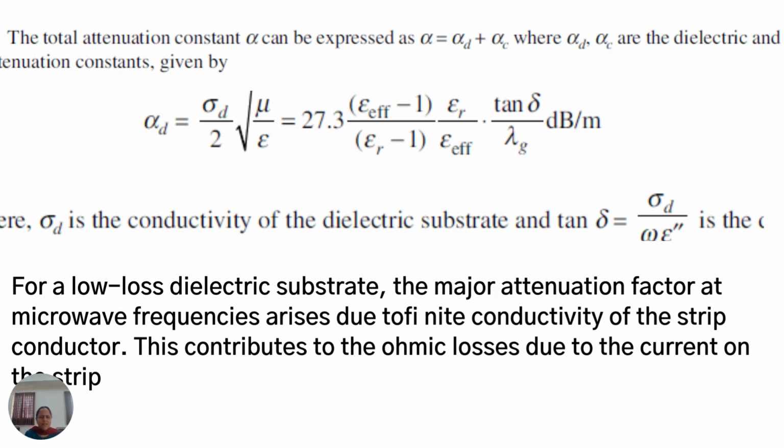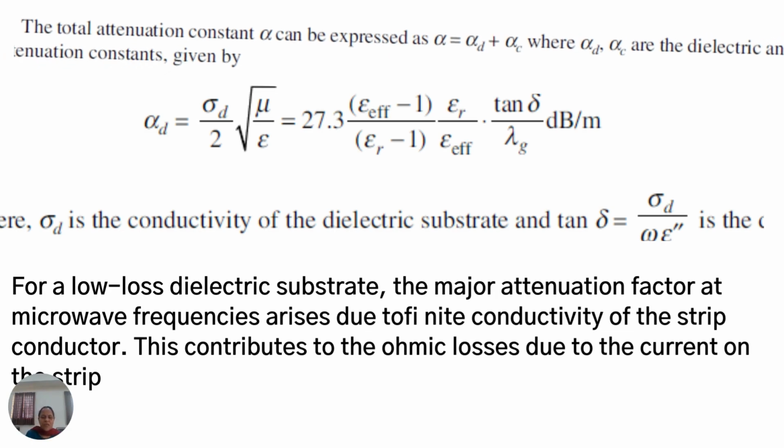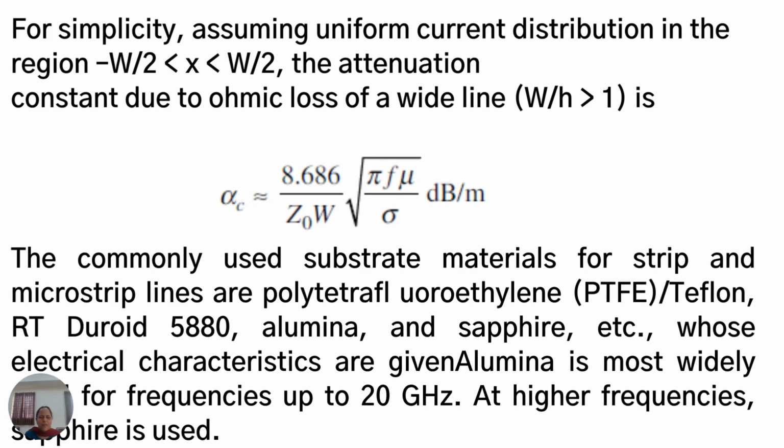For the low loss dielectric substrate, the major attenuation factor at microwave frequencies arises due to the finite conductivity of the strip conductor. This contributes to the ohmic losses. When the substrate is low loss, the main attenuation is because of what? Because of the strip conductivity losses. So that contributes to the losses due to the current in the strip line.